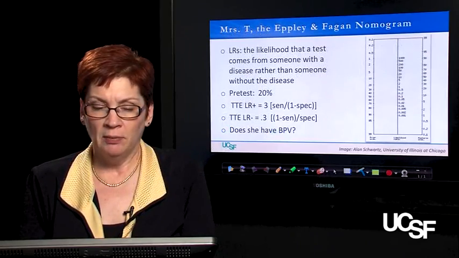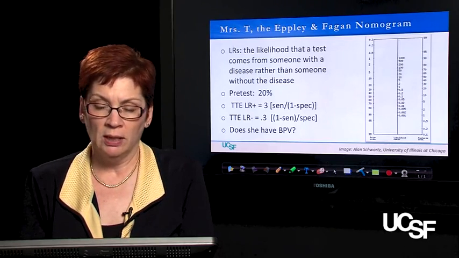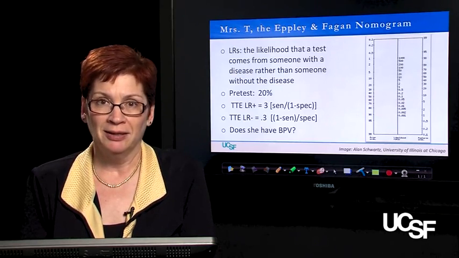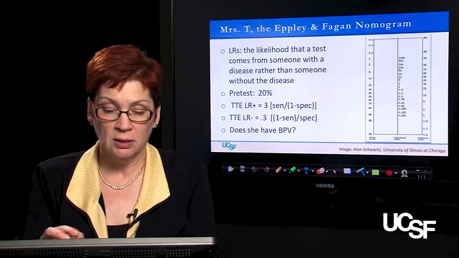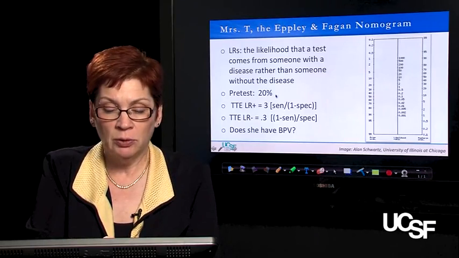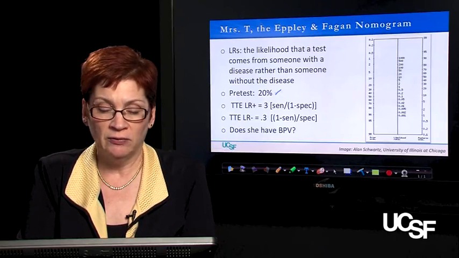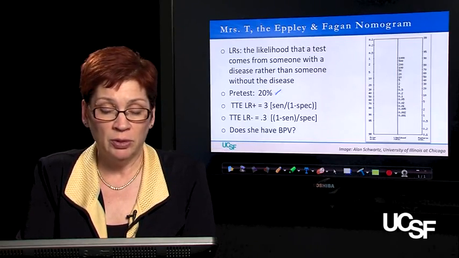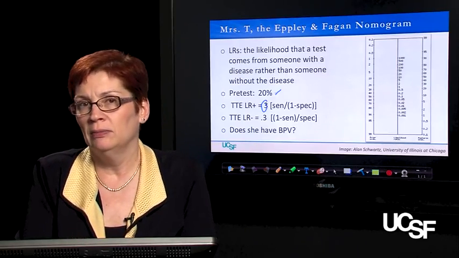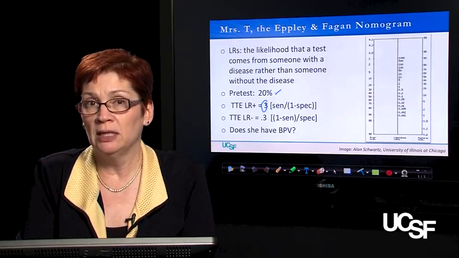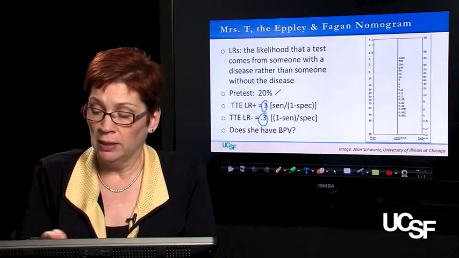Let's apply Mrs. Triglioni's Epley maneuver to our Fagan nomogram so we can confirm this and finish up with our confidence about the wisdom of her diagnosis. So we start with our pretest probability of 20%. And calculating a likelihood ratio with a sensitivity and specificity of 75% and 75%, we get a positive likelihood ratio of 3. See how much the lowered sensitivity affects this likelihood ratio positivity? And a negative likelihood ratio of 0.3.